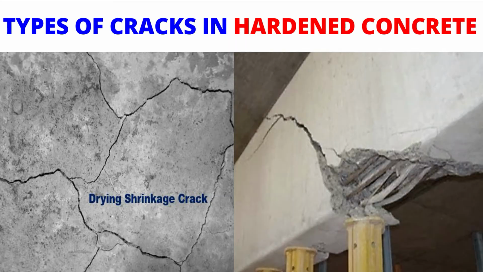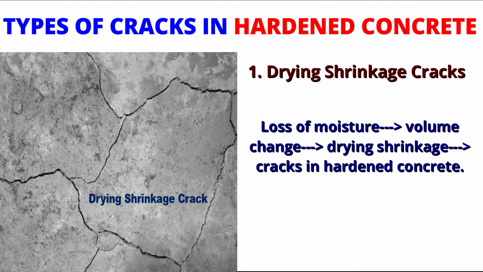Next, types of cracks that occur in hardened concrete. Number 1, drying shrinkage cracks. The volume change in hardened concrete occurs mainly due to loss of moisture from the cement paste constituent. In course of time, due to internally induced stresses, temperature variations and relative humidity, the voids present in the concrete, which occurred during improper mixing and placing of concrete, will cause the concrete to shrink and cause cracks in concrete structures. These types of cracks are called drying shrinkage cracks.